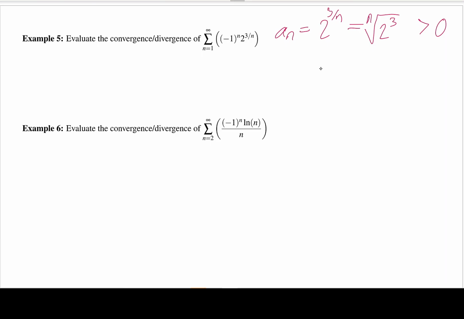Well, we're taking nth roots, right? So if you take, say, some number like 8, if I take the square root of that, that's going to be somewhere between 2 and 3. If I take the cube root of that, it's going to be equal to 2. If I take the fourth root, it's going to be smaller than 2. So as we take higher power roots, our number's getting smaller and smaller. So we can say that a sub n is decreasing.